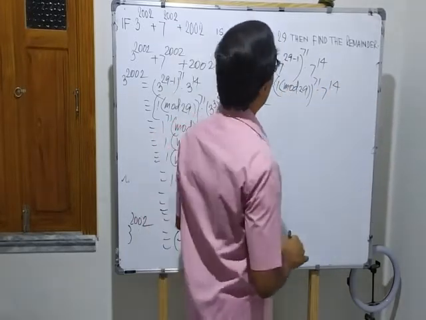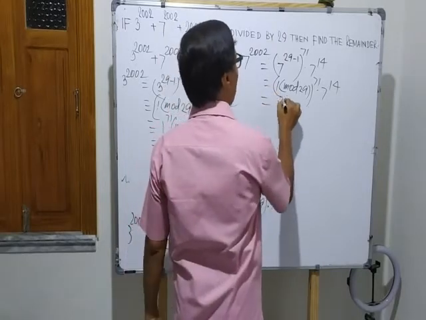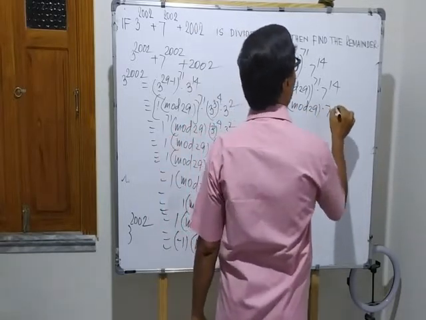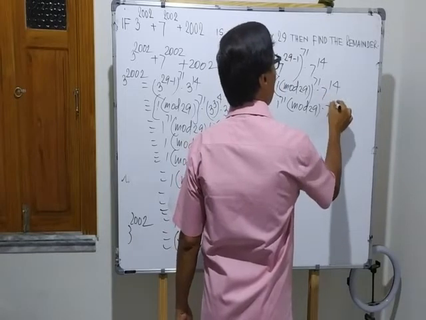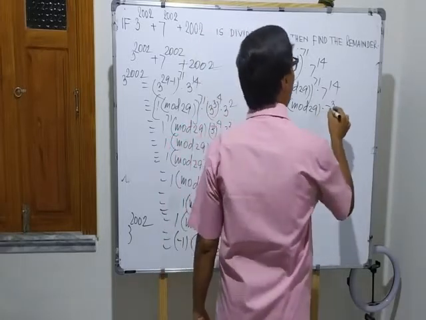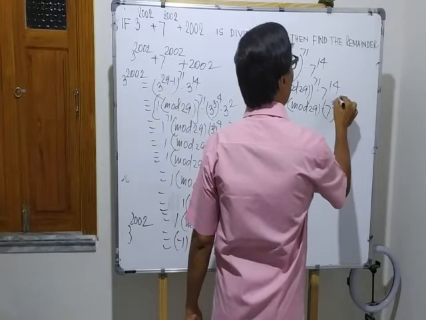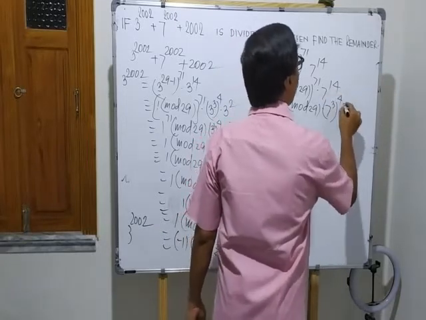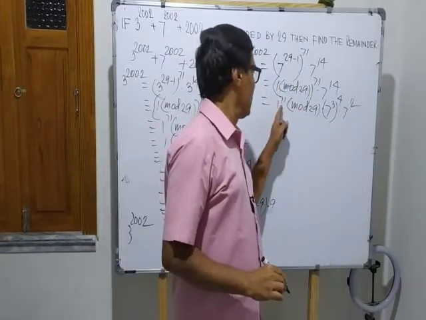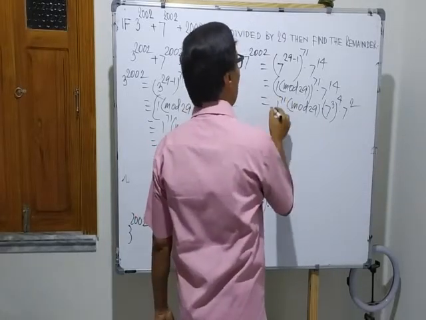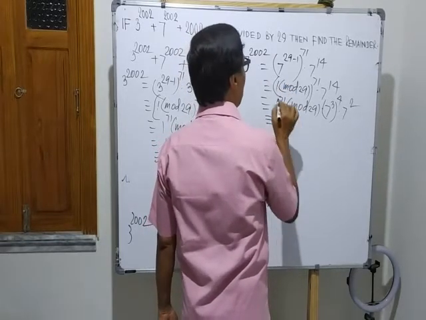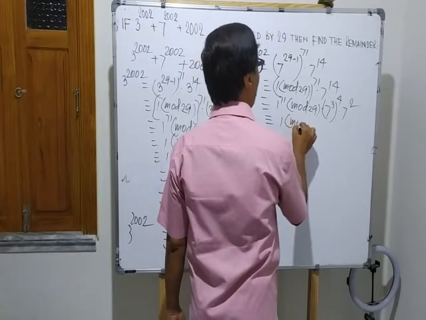From the property we can write 1 to the power 71 modulo 29, and 7 to the power 14 can be written as (7 to the power 3) to the power 4 into 7 to the power 2 into 7 to the power 2. That is congruent to 1 modulo 29.